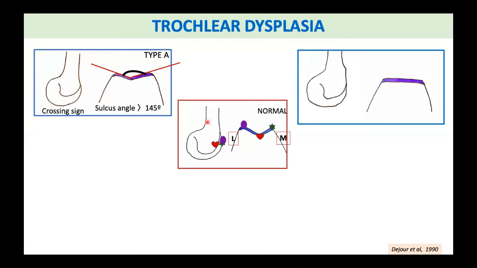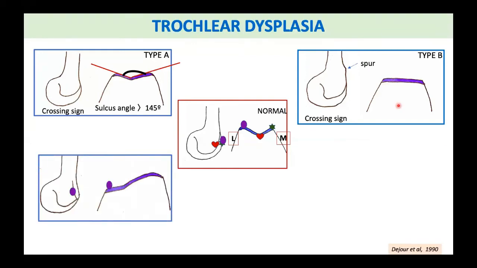And then this is type B trochlear dysplasia. Crossing sign is present here. On top of that, a spur is also present. And this femoral condyle is flat. In some cases, this may be convex. And this is type C here. On top of that, this is the lateral femoral condyle. This looks way posterior. That is because of the hypoplastic lateral condyle. So this, of course, is not going to prevent the lateral subluxation. This is again not desirable.